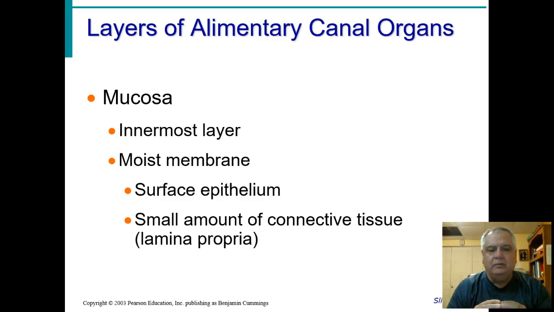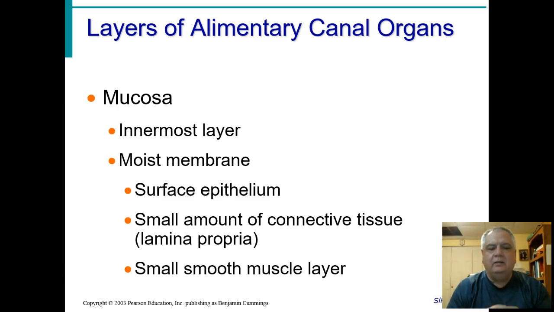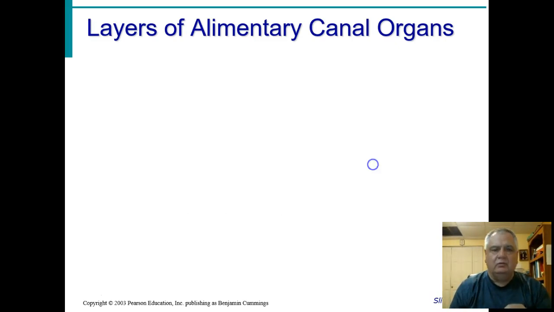And then beneath that, there is a small amount of connective tissue. And that small amount of connective tissue is referred to as the lamina propria. And then below that, there's a small layer of smooth muscle tissue. So all three of these components make up the moist membrane that we refer to as the mucosa. Mucosa contains surface epithelium, a small amount of connective tissue called the lamina propria, and a very thin, smooth muscle layer.